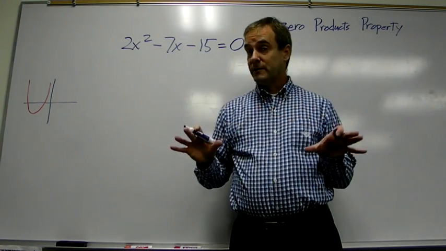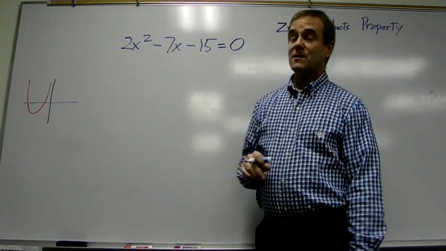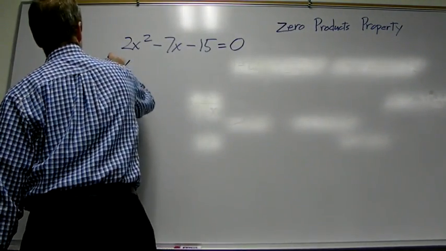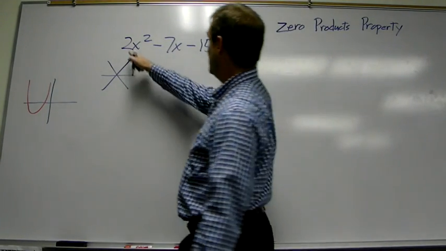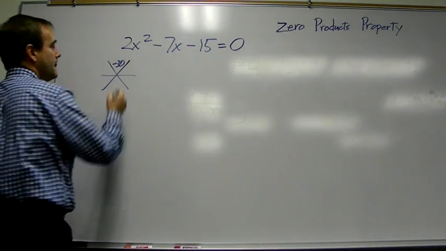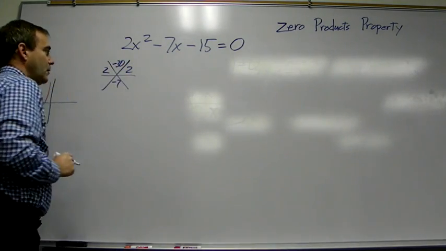Same deal. I have to take it apart so that I can apply the zero products property, which means I need to factor this, which isn't going to be as much fun. It has a leading coefficient. Fortunately, I have tools. The star method will take this one apart for me. 2 times negative 15 is going to be the top of the star. Negative 7 is what goes in the bottom. 2 and 2 fills the armpits.